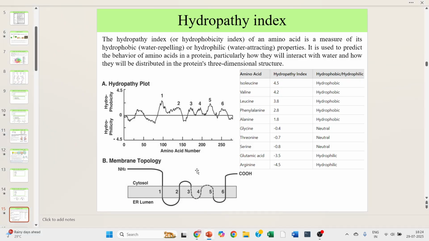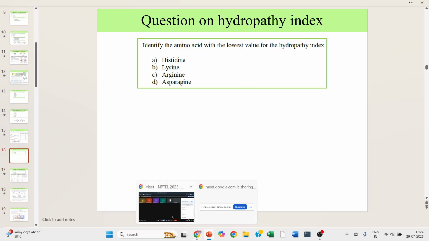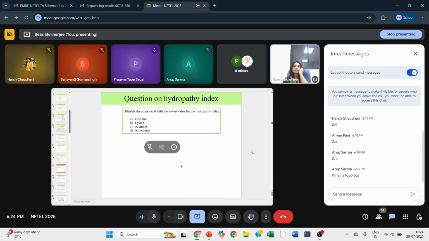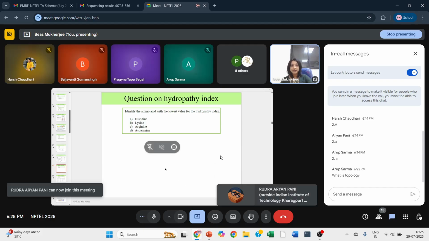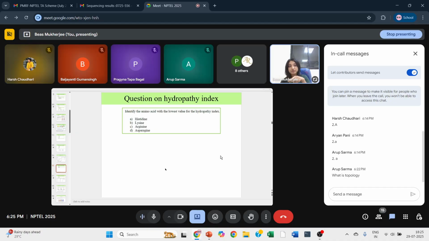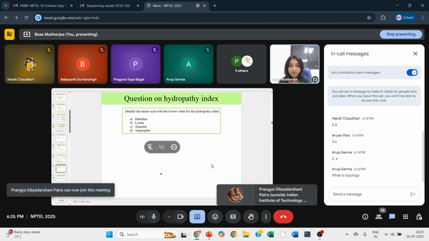This is how you understand the hydropathy plot. Now there is a question for you. Try to answer this question on hydropathy index. Identify the amino acid with the lowest value for hydropathy index. Lowest value means that it should be negative, right? If it is negative, that means it is hydrophobic or hydrophilic? We saw in the plot, try to remember the plot. Hydrophilic, correct.